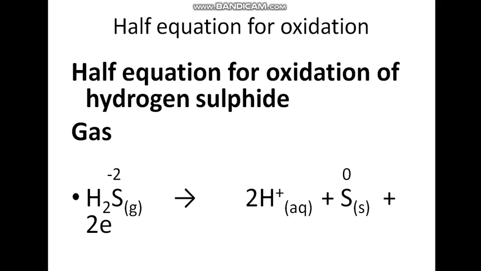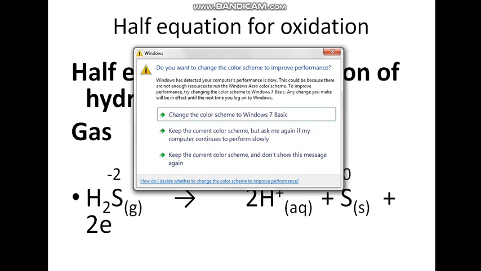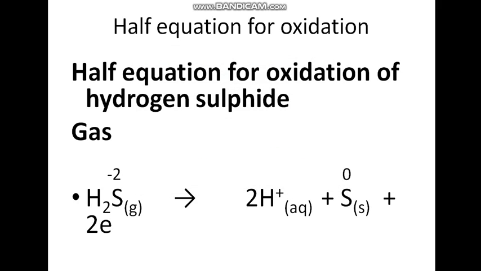I want to look at the last example, that is the oxidation of hydrogen sulphide gas. In the oxidation of hydrogen sulphide gas, it is the sulfur of hydrogen sulphide gas that is oxidized and is the reducing agent. Note that when sulfur of hydrogen sulphide gas is oxidized, it gives yellow deposit of sulfur. On the tutorial board is the half equation for oxidation of hydrogen sulphide gas.